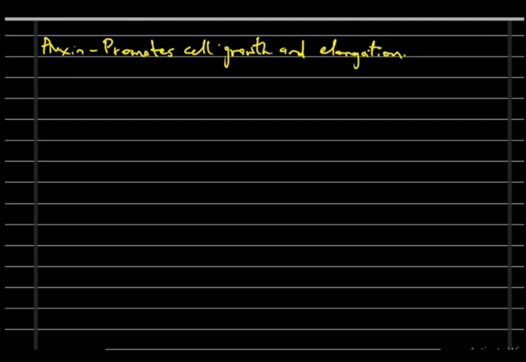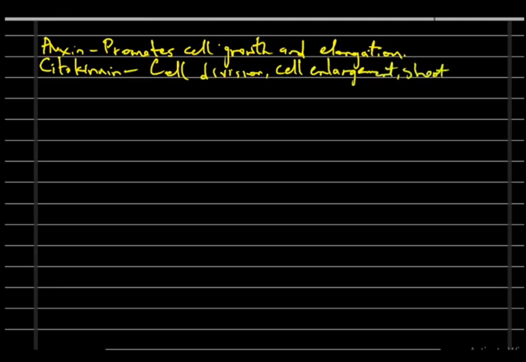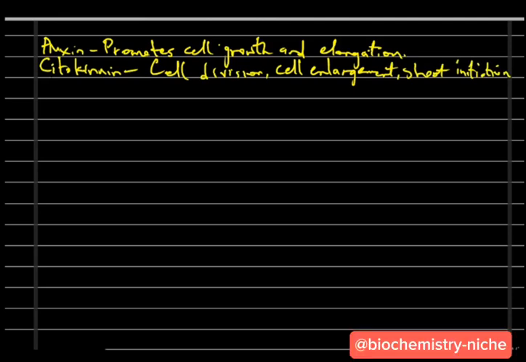And then we have the next one, cytokinin. Cytokinin is also responsible for cell division, and cell enlargement, and then shoot initiation. It initiates the shoots. We have other examples like the abscisic acid. Abscisic acid, its function is to promote seed dormancy.